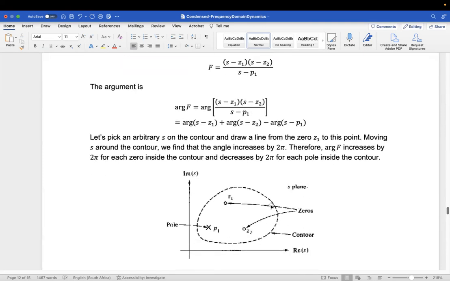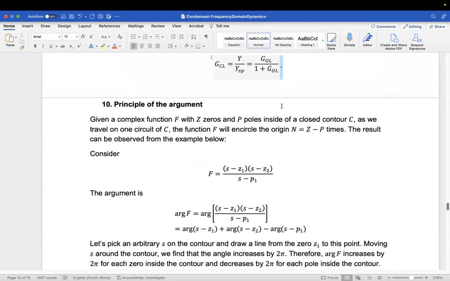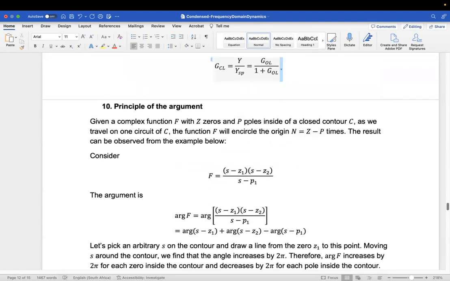So once more, this is the S-plane. This is the independent variable plane. And we can imagine that our function f, and that might be something we'll be drawing in a different plane altogether, then that function f will be going through its own set of values as well. And according to the principle of the argument, if we have z zeros and p poles, then the number of times that function f will encircle the origin will be z minus p times.